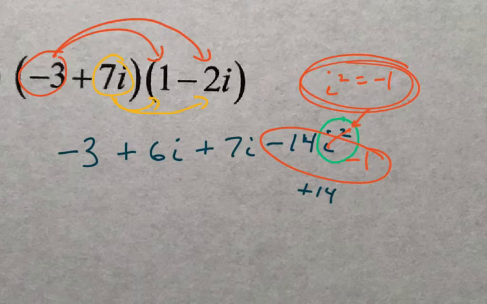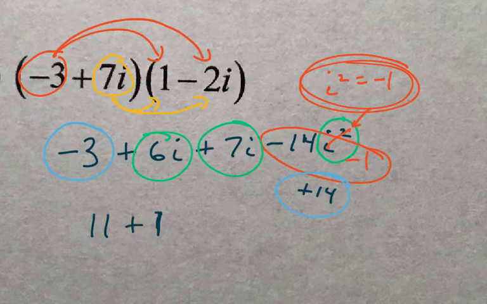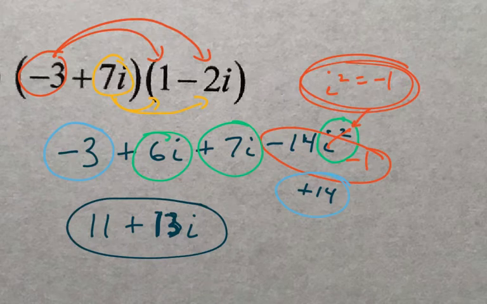So now we're just going to combine like terms. Negative 3 plus 14 is 11. And 6i plus 7i is 13i. So my final answer is 11 plus 13i. Pause the video if you need to.